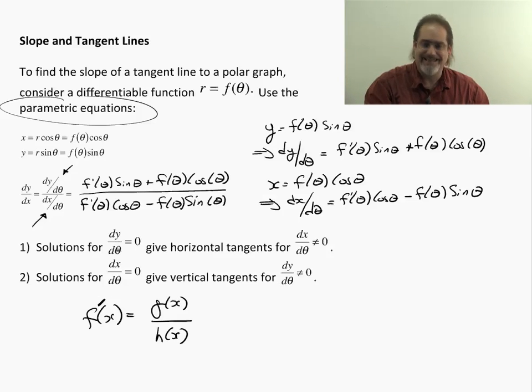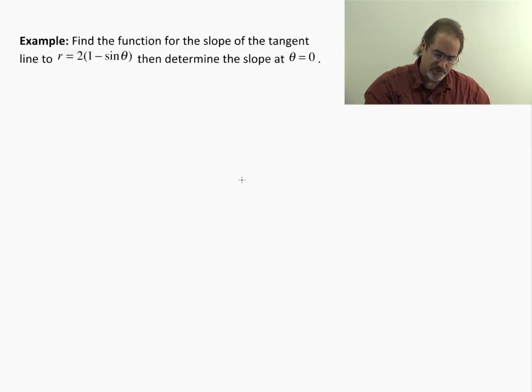So if dy/d theta is 0, the numerator is 0. With dx/d theta, the denominator, non-zero, I get a horizontal tangent. And if dy/d theta, the numerator, is non-zero, but dx/d theta is 0, I have an undefined tangent, which means I have a vertical tangent. So let's take a look at a couple of examples here. Let's find the function for the slope of the tangent line to r equals 2 times 1 minus sine theta, then determine the slope at theta equals 0.